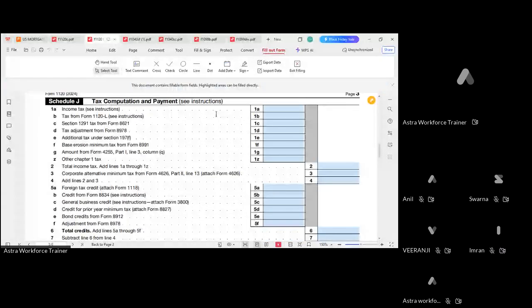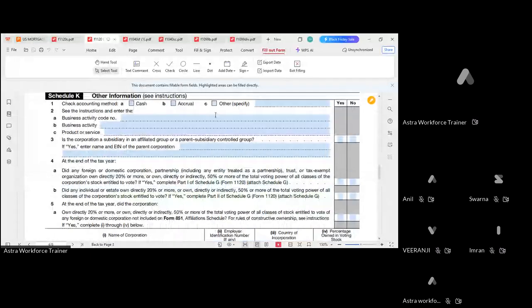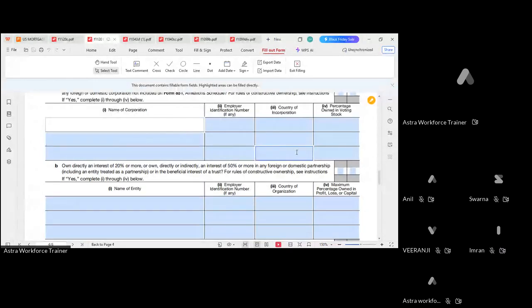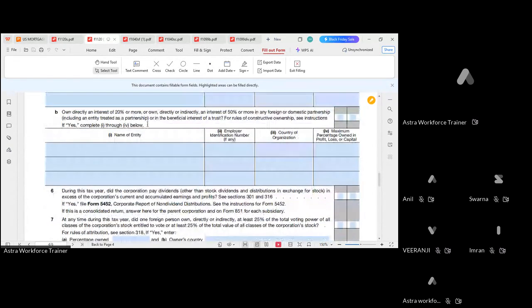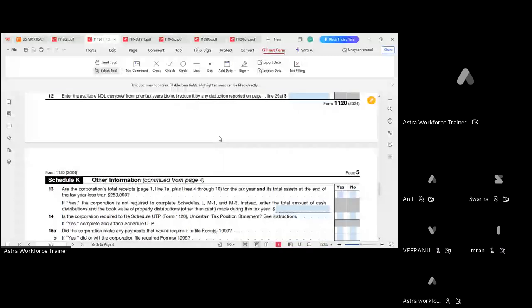This is the tax computation, total payments and credits. Schedule K, normal. How are they using the cash? How are they proceeding with the business? Business activity code number, product and service. All the details will be available over here. And this is the partner name, employer identification number, country of incorporation, and the percentage of the stock, that means of ownership. We'll get that over there.